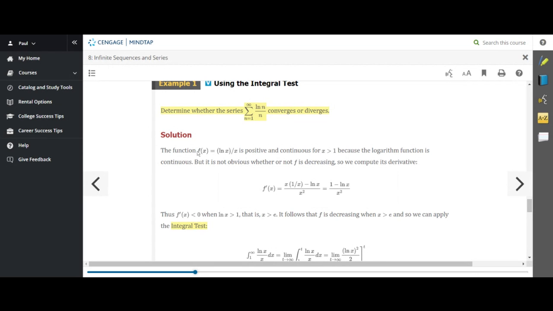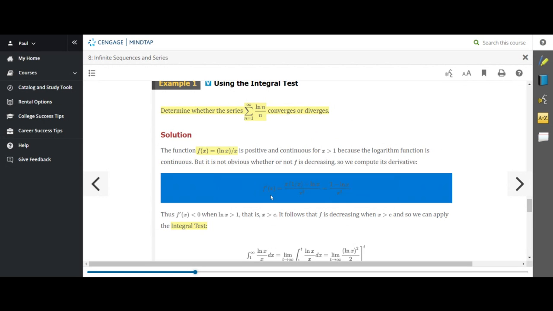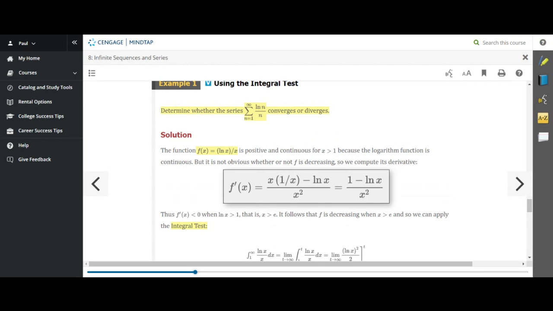So again, what you're going to do is look at the log of x divided by x, and you're going to take the derivative, because you take the derivative to establish if the function's decreasing. Is f prime of x less than 0? And in fact, if you take 1 minus the log of x over x squared, that function is going to be decreasing when x is greater than e.